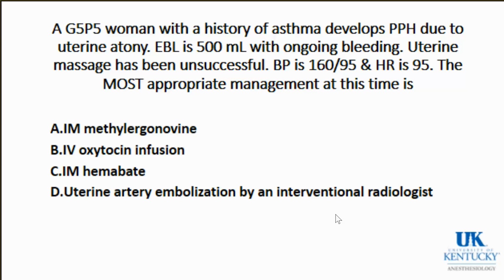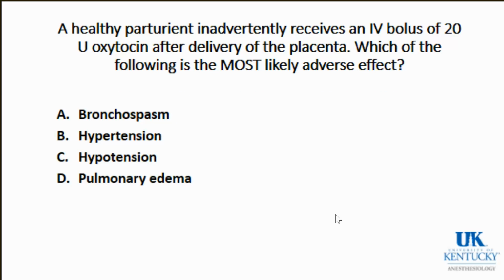So you have a woman with asthma, postpartum hemorrhage with atony, blood loss is now 500, she's still bleeding. They've done uterine massage, which is your first treatment. She's hypertensive. So what are you going to do in this patient? What's your first line drug? So it's going to be oxytocin, and remember that she's got asthma, so you probably want to avoid Hemabate. She's got hypertension, you want to avoid Methergine, so it's a bit of a conundrum there.